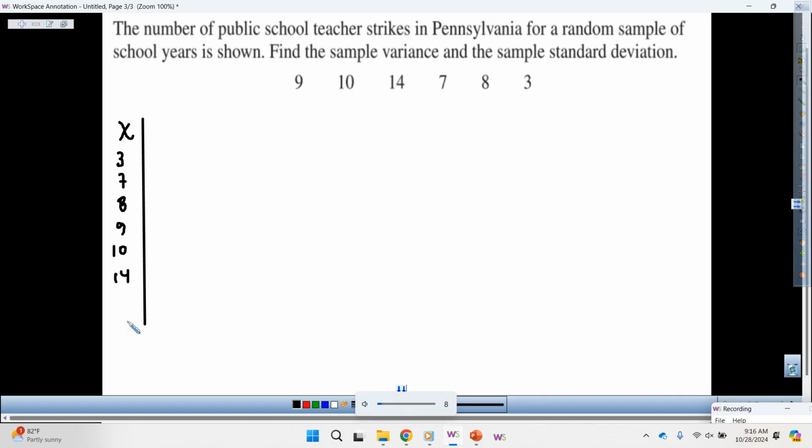Looks like AJ's got it. Very good, AJ. What do we do first? Yeah, that's the end product, but what is the first thing we do, aside from ascending order? Noah. Add it all together and divide by how many of them? 6. So we find the mean.